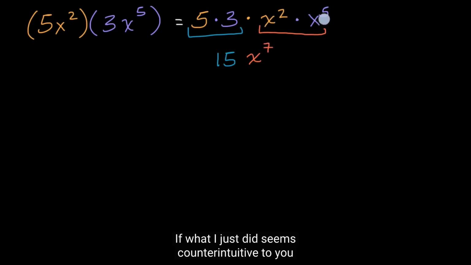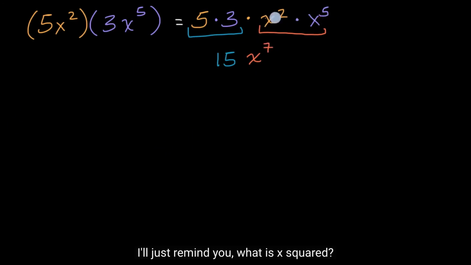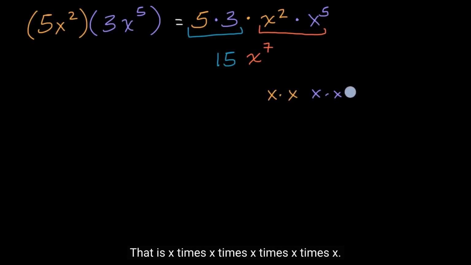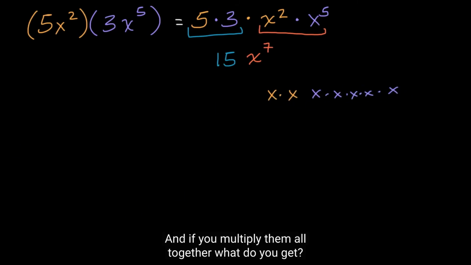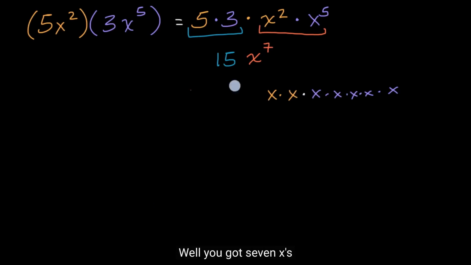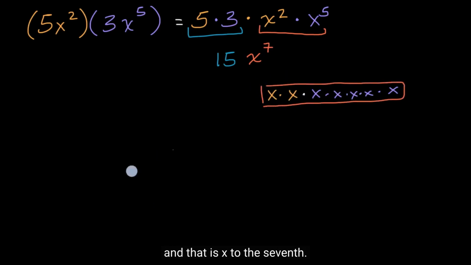If what I just did seems counterintuitive to you, I'll just remind you. What is x squared? X squared is x times x. And what is x to the 5th? That is x times x times x times x times x. And if you multiply them all together, what do you get? Well, you got 7 x's and you're multiplying them all together. That is x to the 7th. And so there you have it. 5x squared times 3x to the 5th is 15x to the 7th power.